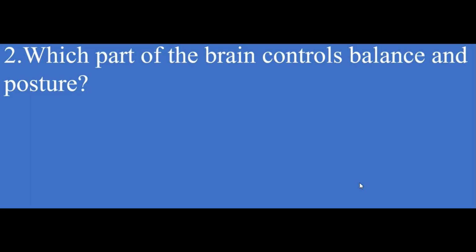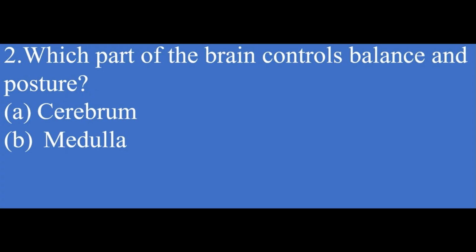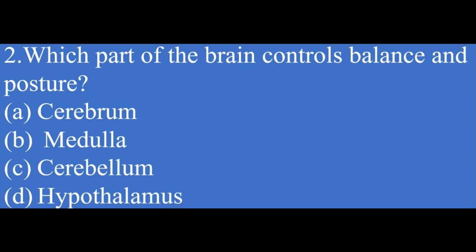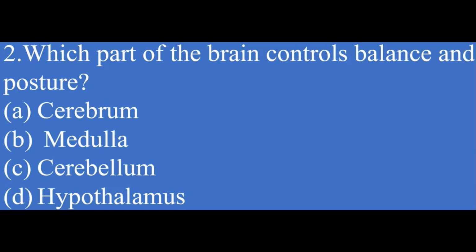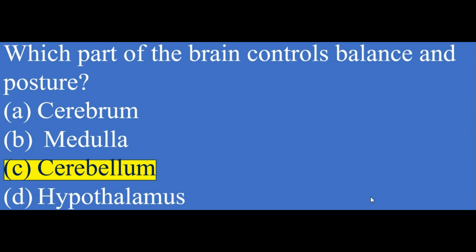Which part of the brain controls balance and posture? Option A, cerebrum. B, medulla. C, cerebellum. D, hypothalamus. And the answer is cerebellum.